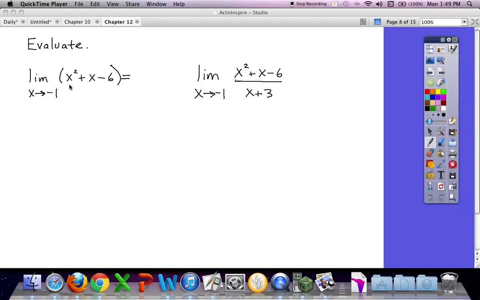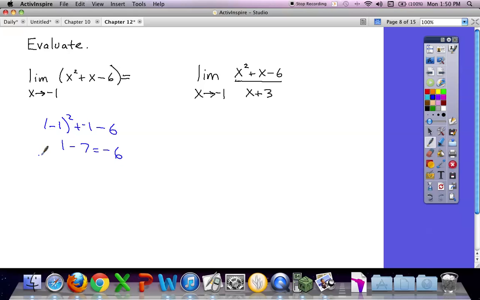I mean, this function, x squared plus x minus 6, that's a parabola. It opens up, the y-intercept is -6. That's a function, there's no undefined point. So when they say find the limit as x approaches -1, are there any issues with plugging -1 in for x? Does it lead to an undefined? No. You're not even dividing. How could you be dividing by 0? So just plug it in. -1 squared plus -1 minus 6. That's 1 minus 7, which is -6.